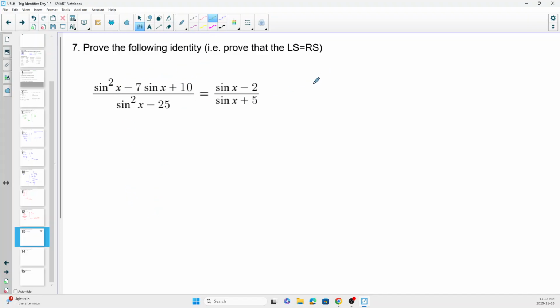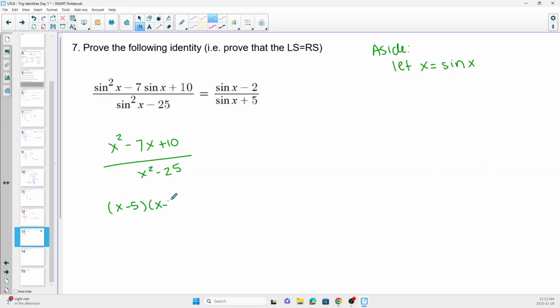But again, if you wanted, off to the side, you could say let x equals sine x. If you wanted, you could rewrite this then as x squared minus 7x plus 10 over x squared minus 25. So you could do it like that. And then this becomes a very simple trinomial that we can factor. So two numbers that add to negative 7 but multiply to positive 10 would be negative 5 and negative 2.